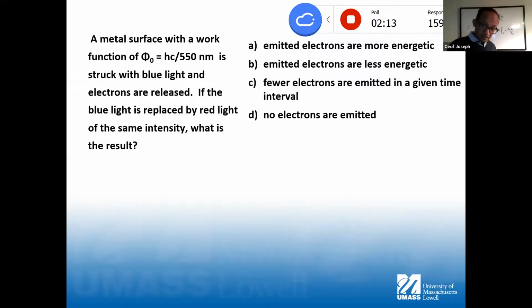So option A is the emitted electrons are more energetic. Option B is emitted electrons are less energetic. Option C is fewer electrons are emitted in a given time. And option D is no electrons are emitted in a given time. Okay.